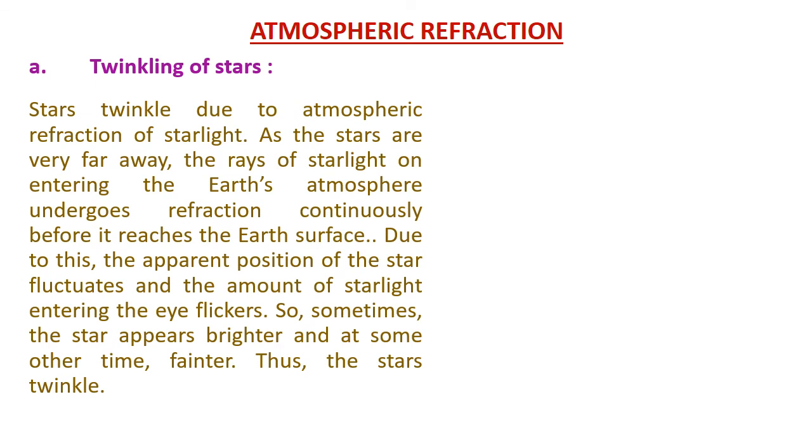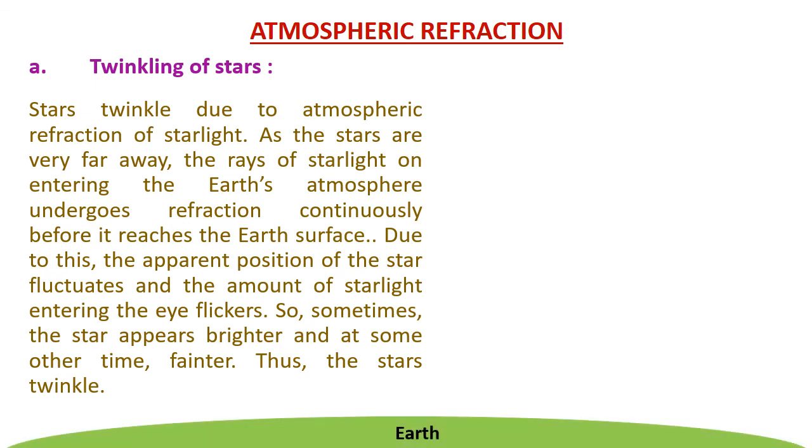Now, in order to understand, let us consider the Earth's surface. So this represents the Earth's surface, and we consider a star which is very far away from us. And on the surface of the Earth, let us consider a boy who is watching the star.